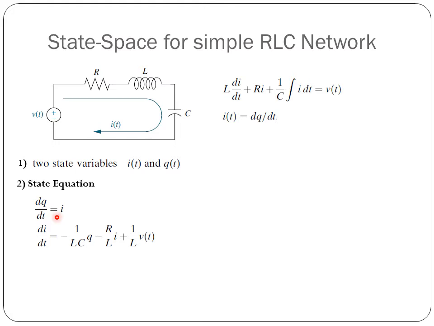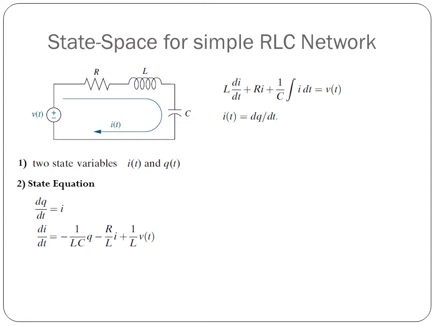So for dq by dt, we know that dq by dt is equal to I, so we put I here. Now we have to ask if I is a state variable or not. Yes, this is a state variable, so we do not need to rewrite this anymore. This is a state equation: dq by dt is equal to I. That's our first state equation. Now the second equation is the equation for di by dt.